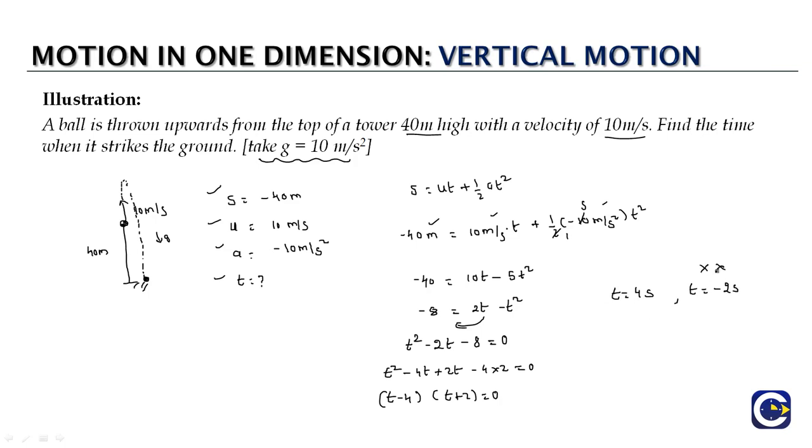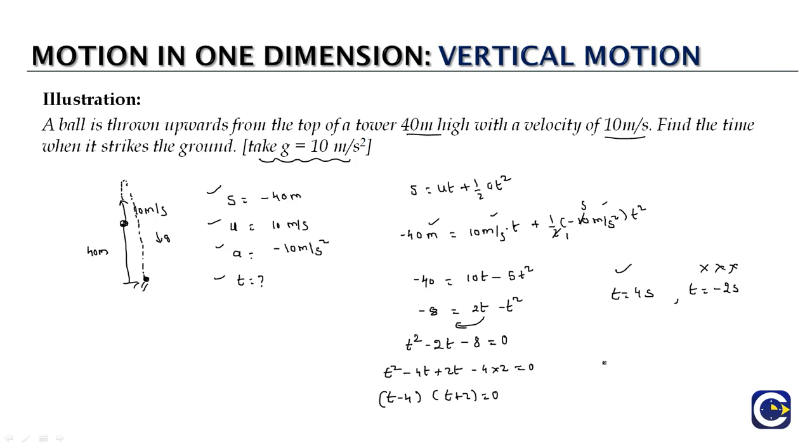Now t is equal to minus 2 seconds is not acceptable to us, though mathematically this solution is possible. Practically, since time cannot be negative in the study of motion, t equal to minus 2 will not be acceptable. So the correct answer is t is equal to 4 seconds.